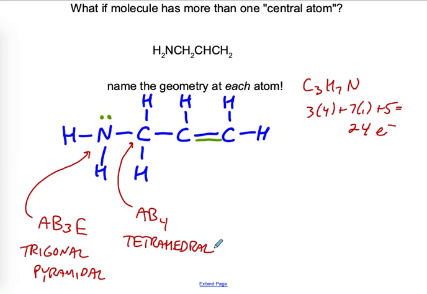Each of the 2 remaining carbons is bonded to 3 other atoms, a carbon and 2 hydrogens, or in this first case, 2 carbons and a hydrogen. Each of these then is of the AB3 type, so we would say that those carbons are trigonal planar. Okay? So simply by zeroing in on a particular atom, you can see how many atoms are bonded to it, how many lone pairs, and you can name the geometry at that atom.